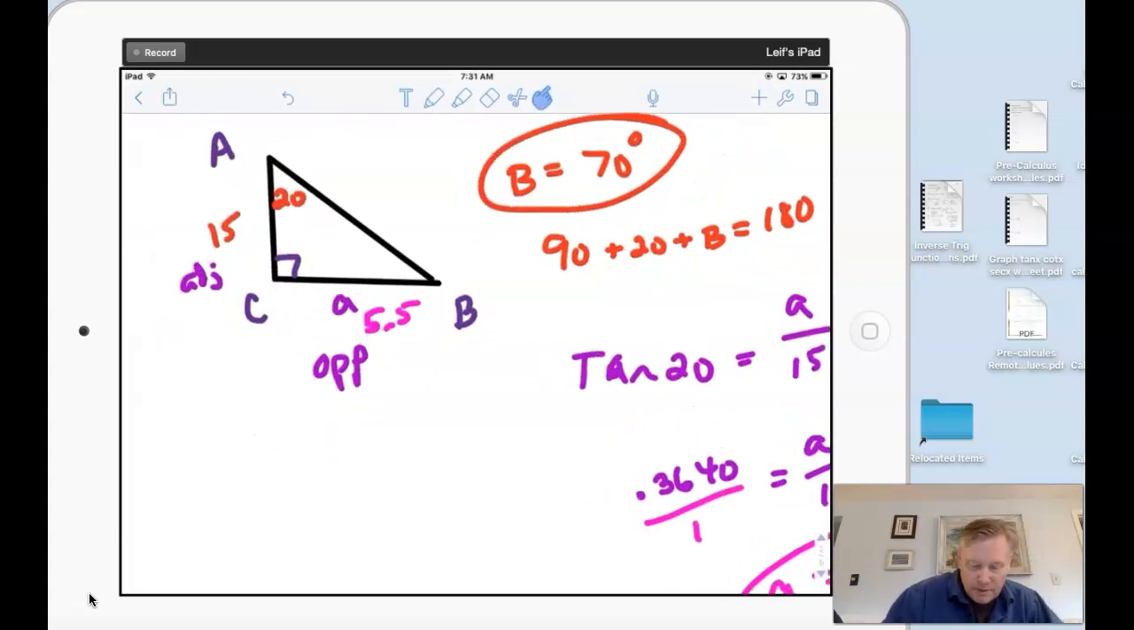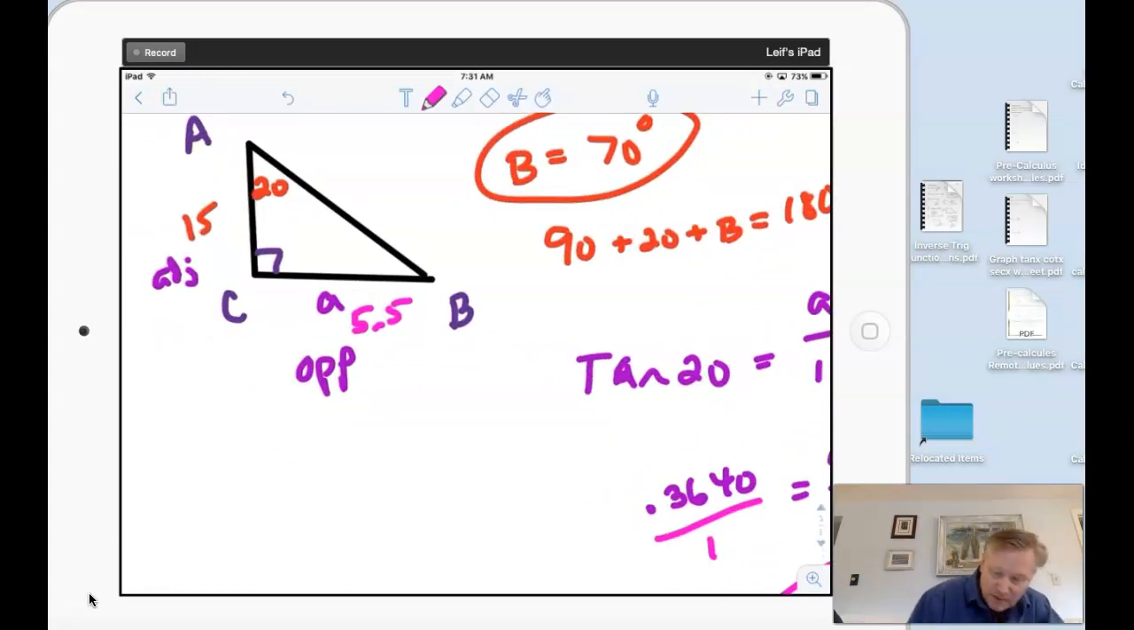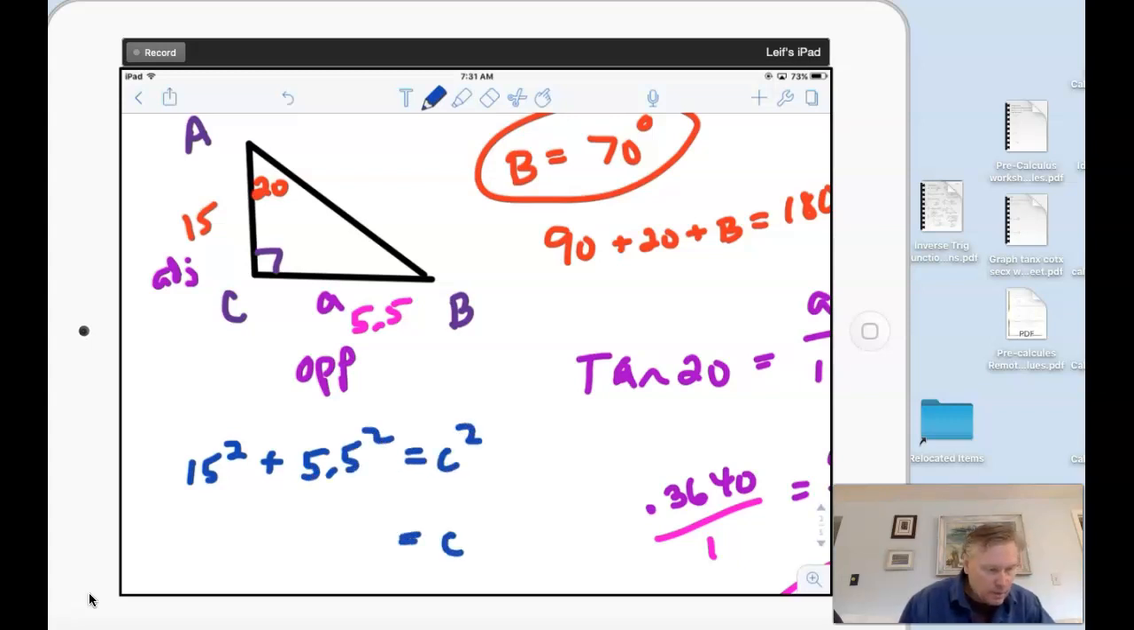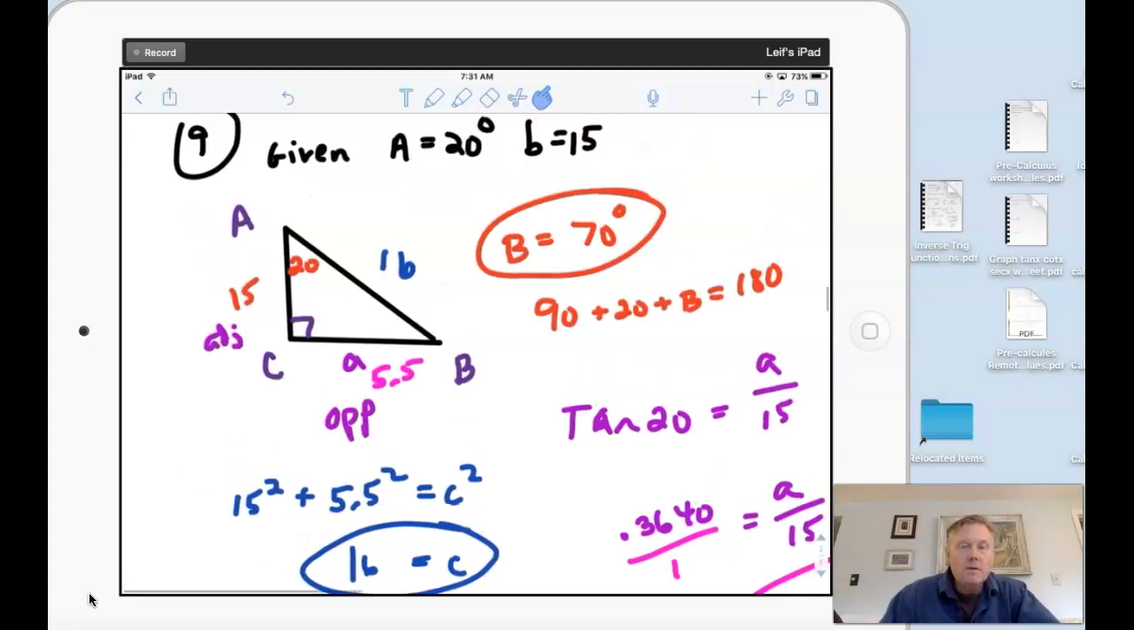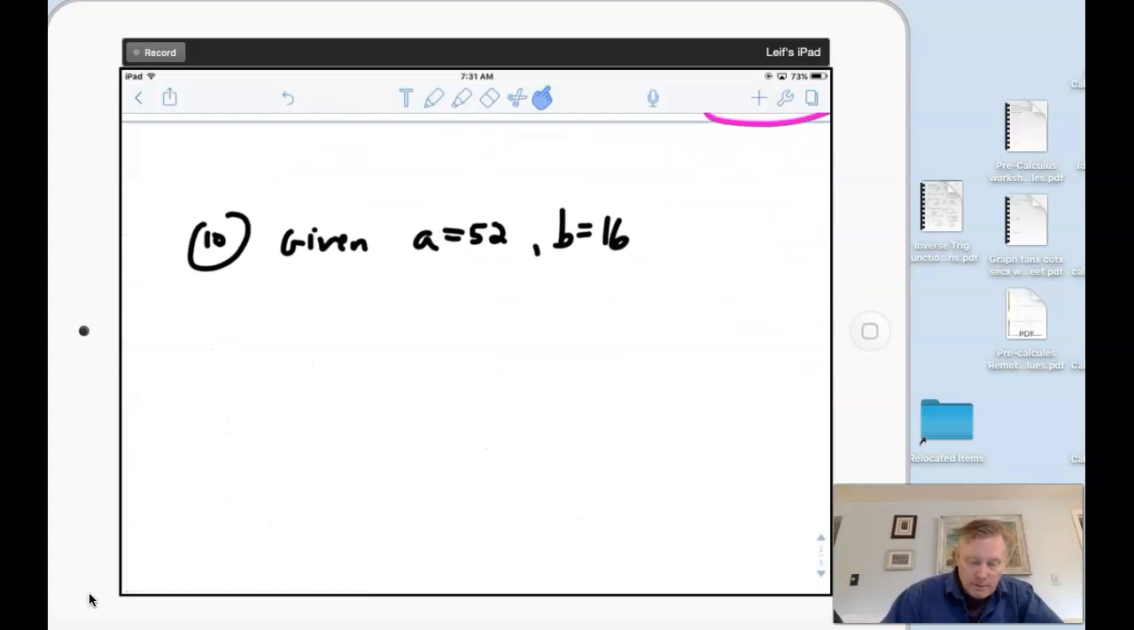And then last but not least, Pythagorean theorem is the easiest way to get the third side of the triangle. So 15 squared plus 5.5 squared equals c squared. And if you solve that out correctly, you should get c equals 16. Now when they say solve the triangle, that means you find all the angles and all of the sides. So that one's now done.